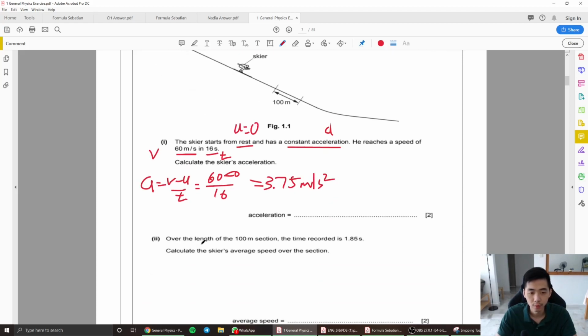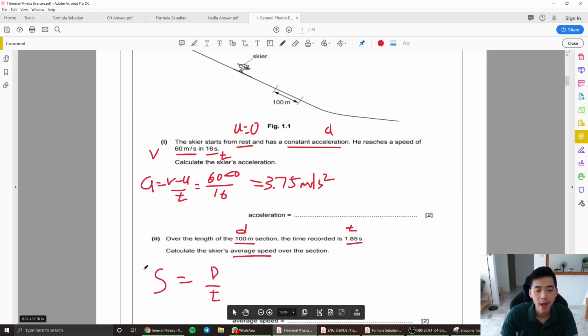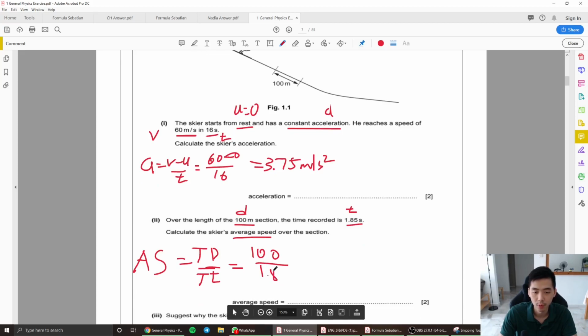Now, the next part here, over the length of the 100 meters, which is your distance, the time recorded was 1.85 seconds, which is your time. Calculate the skier's average speed. Now, if you ever see this word average speed, you should recall that speed's formula is still distance over time. Average speed is total distance over total time, which is in this case 100 meters divided by 1.85 seconds. Press that into the calculator and you'll get somewhere around 54.1 meters per second.